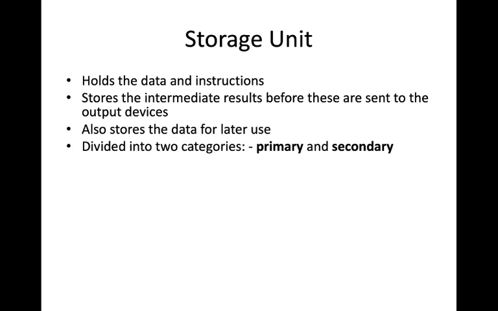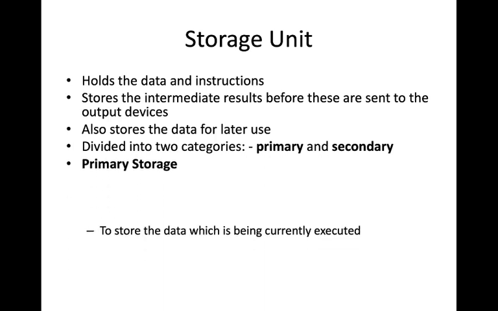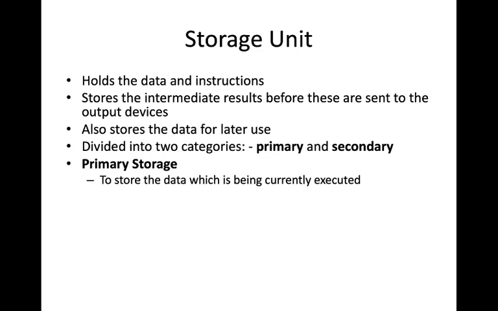The storage unit is divided into two categories. The first one is primary and the second one is secondary storage. Primary storage is used to store the data which is currently being executed. Whatever we are currently executing, all the programs will be stored in the primary storage or primary memory. We know RAM, random access memory. RAM is a primary storage device.